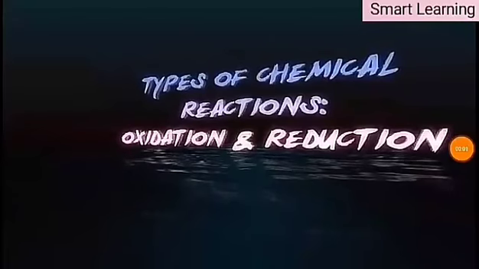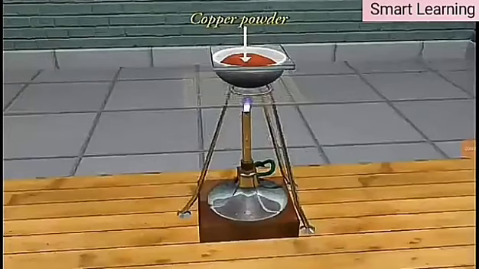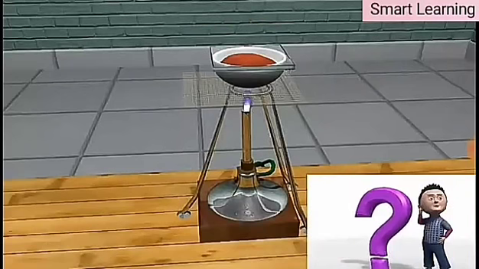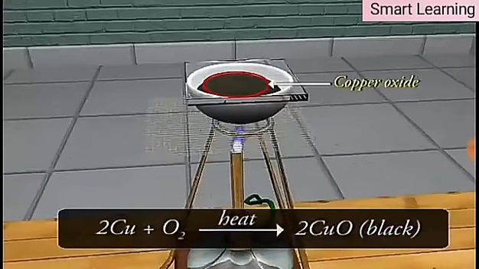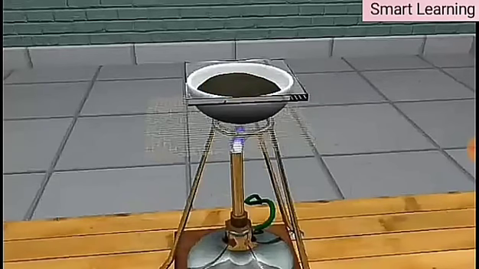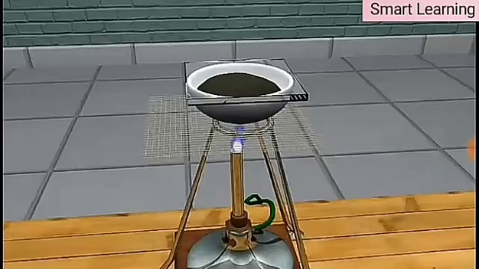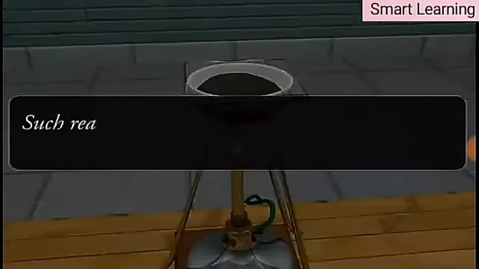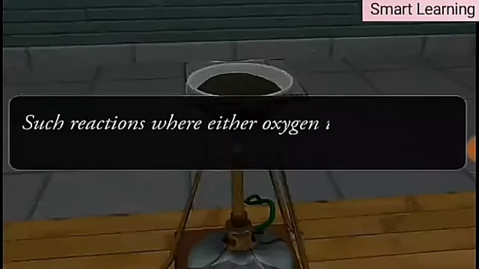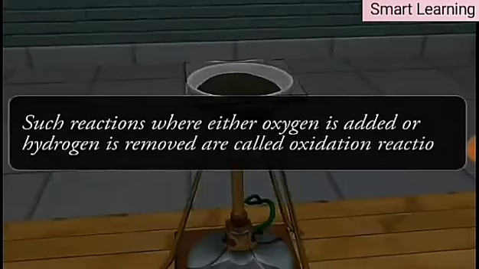Oxidation and reduction. Let us take copper powder in a china dish and heat it. What do you observe? The surface of copper powder gets coated with black copper oxide. As oxygen is added to copper, it is called oxidation reaction. Such reactions where either oxygen is added or hydrogen is removed are called oxidation reactions.